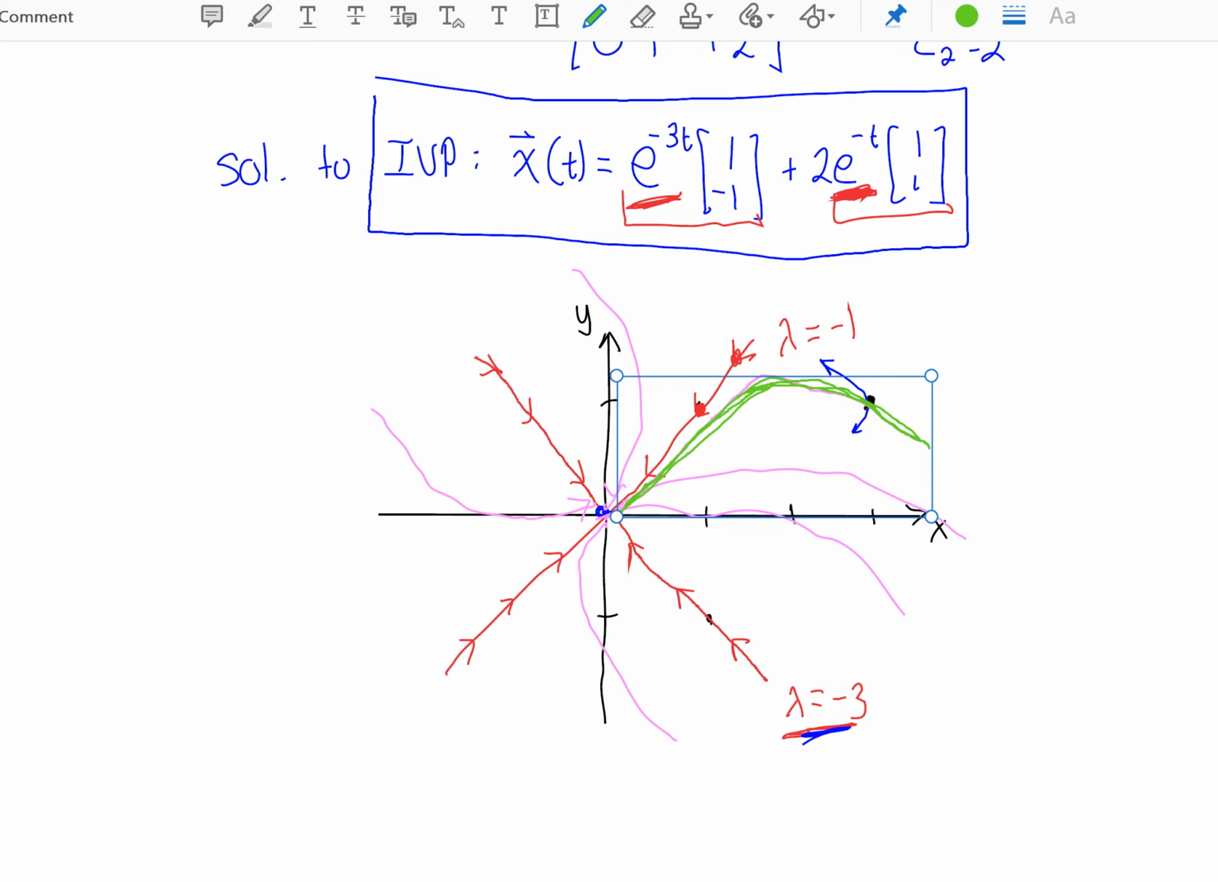Okay. And again, as you're building familiarity with this, you may want to use the phase portrait calculator to confirm that you are drawing these correctly.